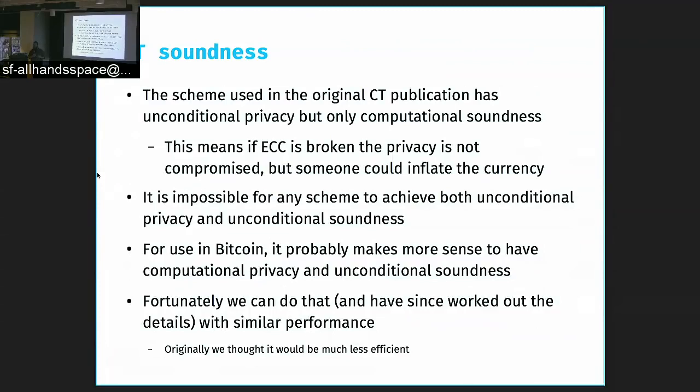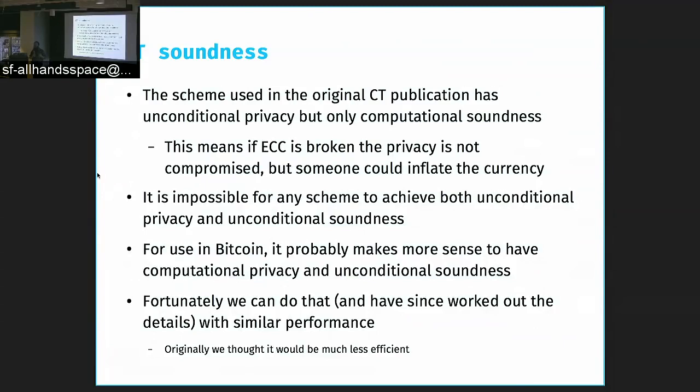Now, I'm not particularly concerned about the ECC that we use in Bitcoin being broken. And if it were broken, we have bigger problems. But for a system that you want people to adopt, you've got to answer all the FUD, right? And if you could even theoretically have unending inflation that's hidden away in the system, that's a pretty good FUD point. And I think it would be important for Bitcoin to fix it. When we first worked on CT, we knew that we could solve the soundness and make it unconditionally sound, but we thought that it was going to make it a lot less efficient.